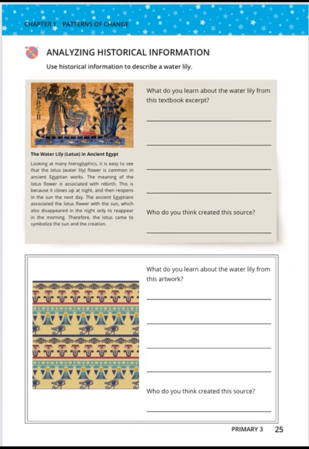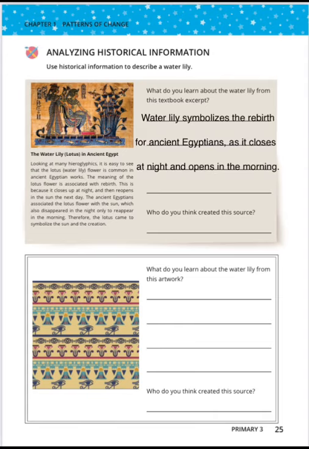Let's return back to page 25 and read the first question. What do you learn about the water lily from this textbook excerpt? The answer is water lily symbolizes the rebirth for ancient Egyptians as it closes at night and opens in the morning. The next question, who do you think created this source? The answer is ancient Egyptians.